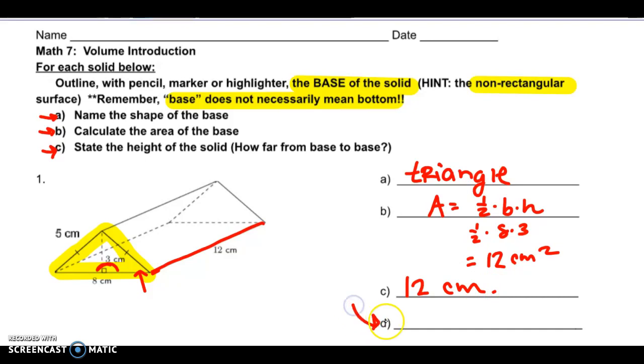You might be wondering, well, what's that part D for? You don't have those instructions yet. So all I need you to do on this assignment is parts A, B, and C.